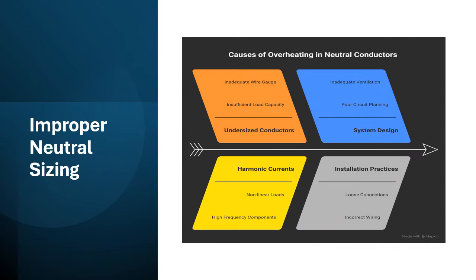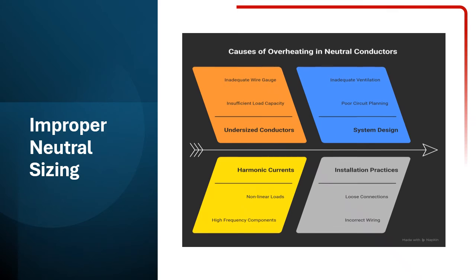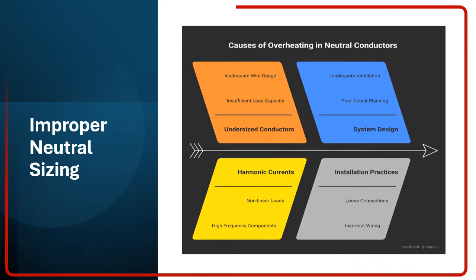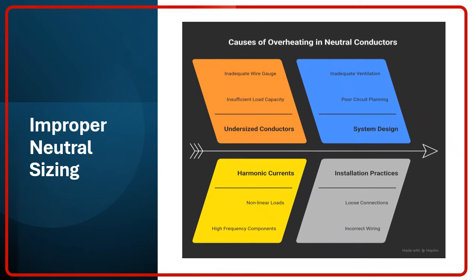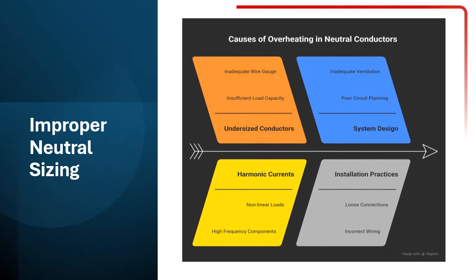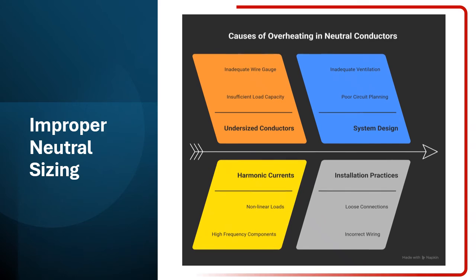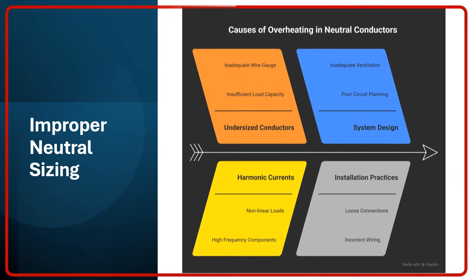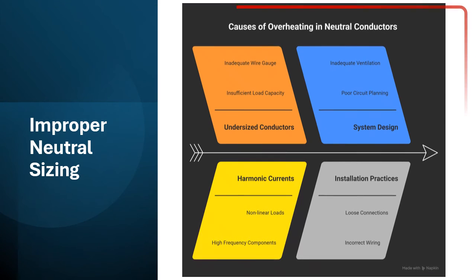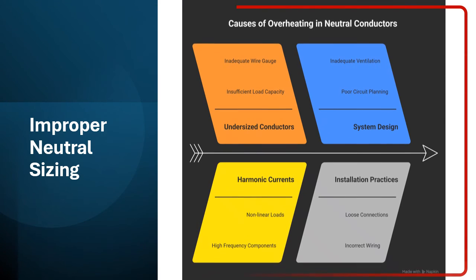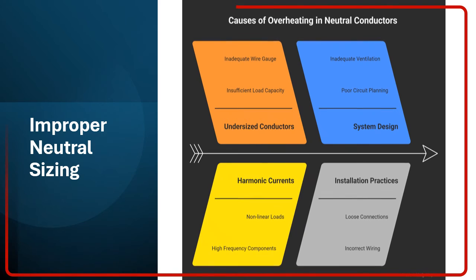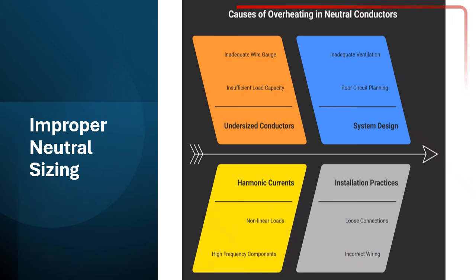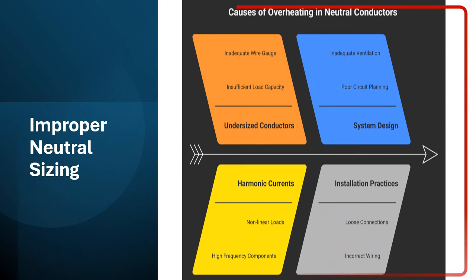Improper neutral sizing. Neutral conductors must be properly sized to carry the total load of the circuit. If the neutral is too small or undersized for the current it needs to carry, particularly in systems with harmonic currents, it may overheat. This poses a fire risk and can cause the conductor to fail. Proper sizing of neutral conductors is crucial to prevent overheating and ensure the safe operation of the electrical system.